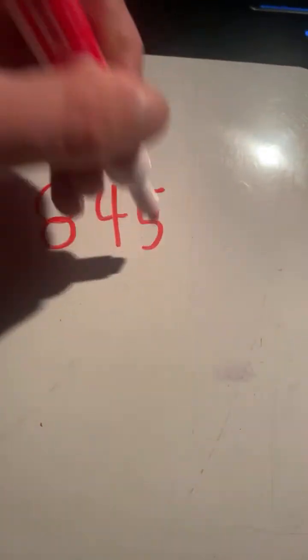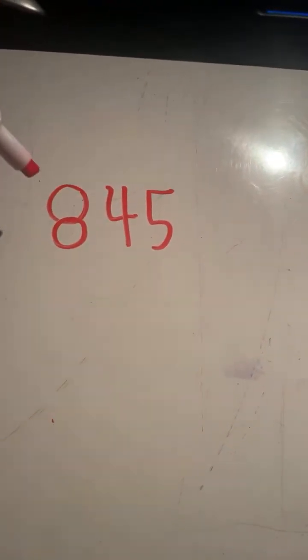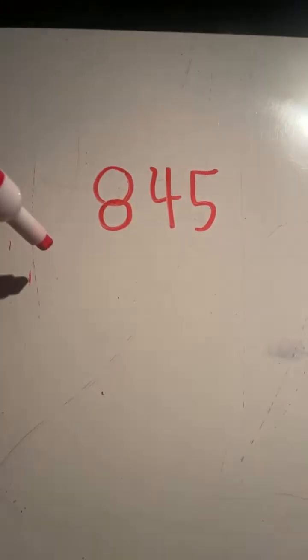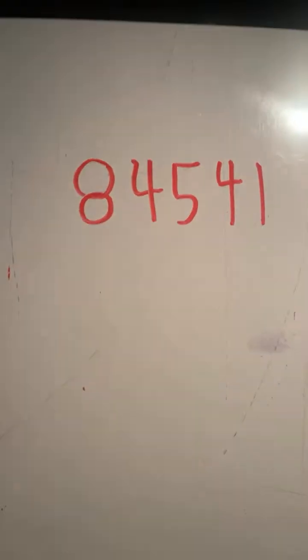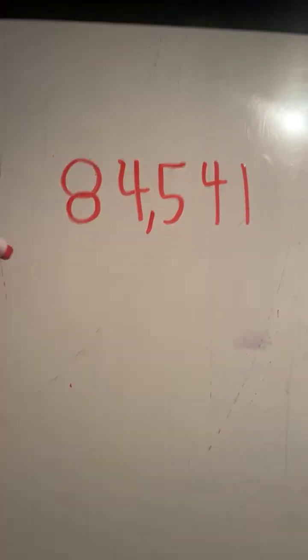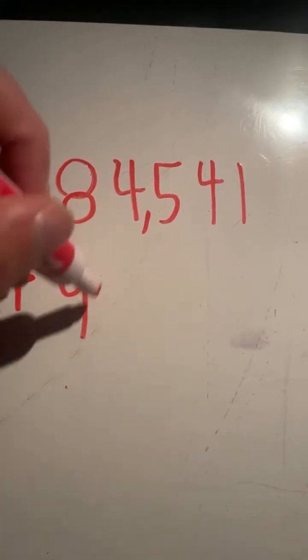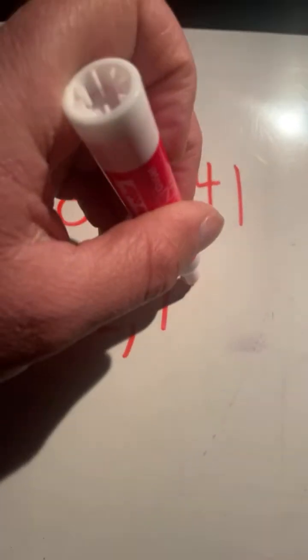All right, here we go with the next example problem. I want to make it multi-digit, so you know what? We're going to make it 84,541 plus 92,779.